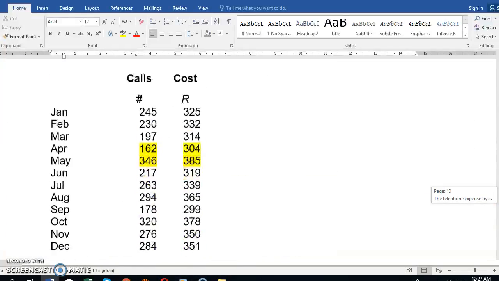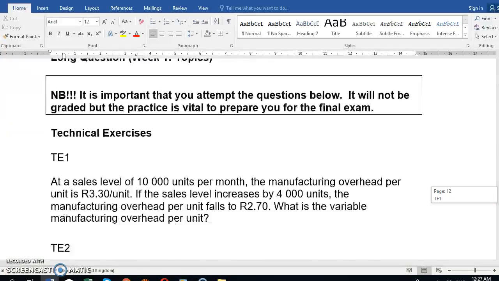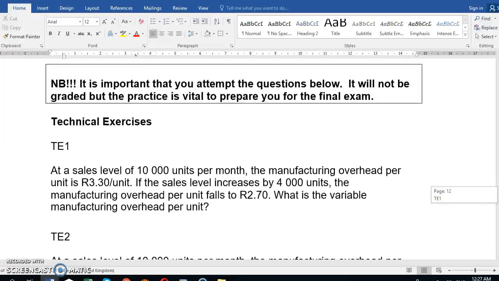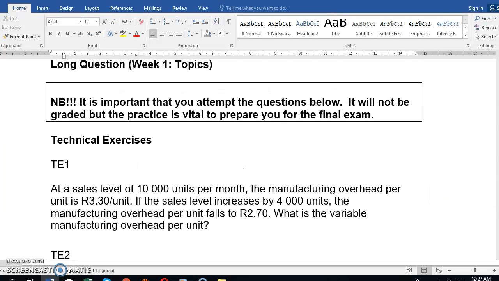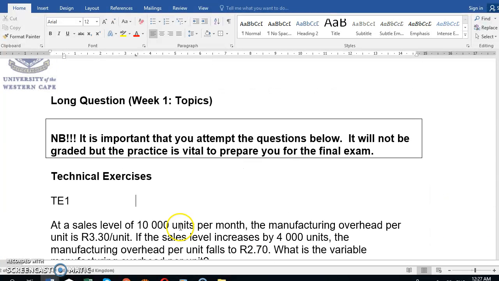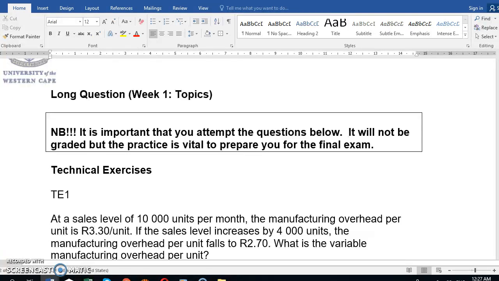Now, the nice thing about technical exercise 1 is that there are only 2 activities: 10,000 units and 10,000 plus 4,000, which is 14,000 units. So you can simply take the total cost at 10,000 units and the total cost at 14,000 units, take the difference between the two, and then divide by the difference in units. And that's basically the solution.